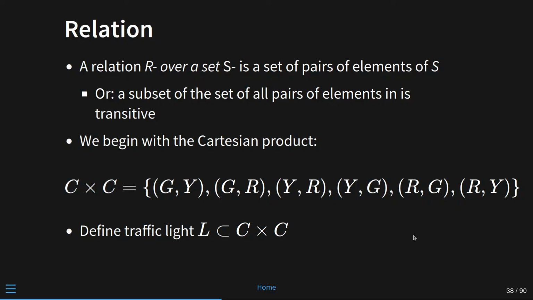So a relation R over a set S is a set of pairs of elements of S. And we can define the traffic light as a subset of the Cartesian product. So the Cartesian product of colors is colors cross colors, and we're going to look at a subset of that set when that set is created with an operation over 2 sets. Okay? So I'm squaring the set, and I'm going to take part of it.